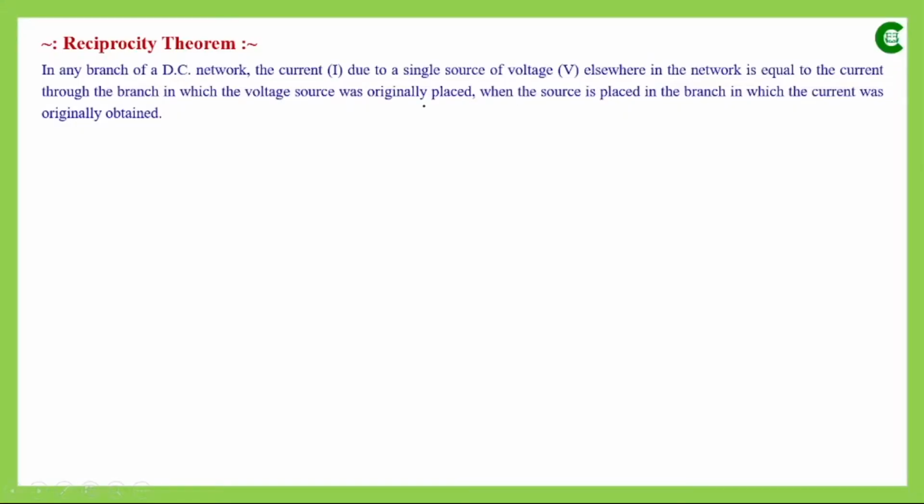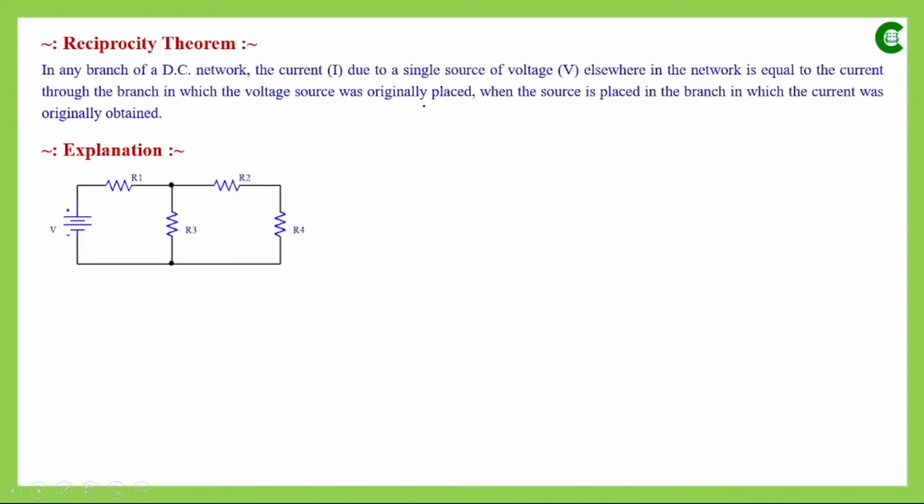This theorem states that in any branch of a DC network, the current due to a single source of voltage elsewhere in the network is equal to the current through the branch in which the voltage was originally placed when the source is placed in the branch in which the current was originally obtained. That means in this theorem, we are interchanging the voltage and current between two branches of a DC network. Let's understand more about this theorem with an example.